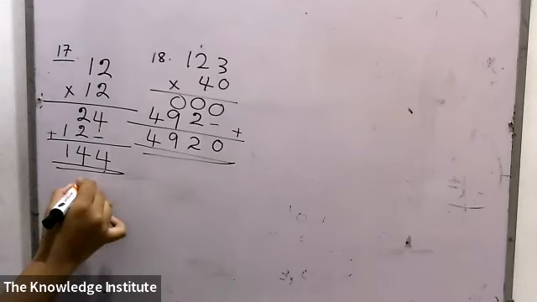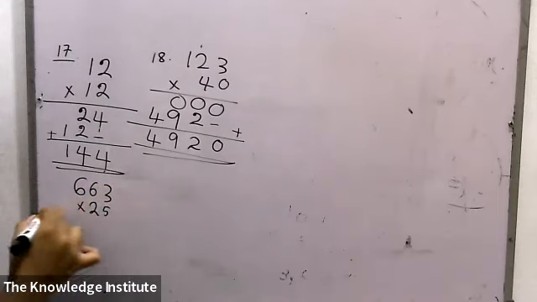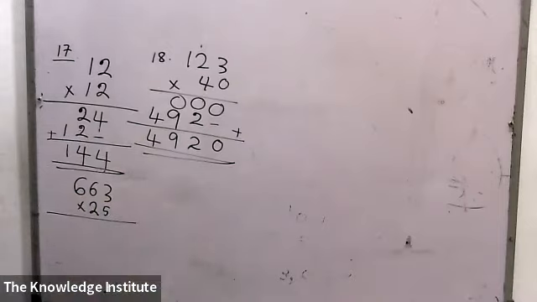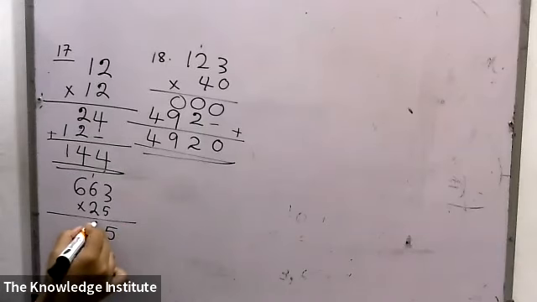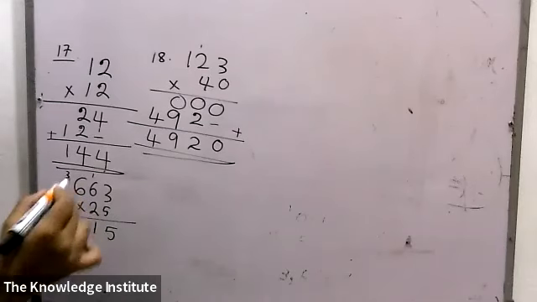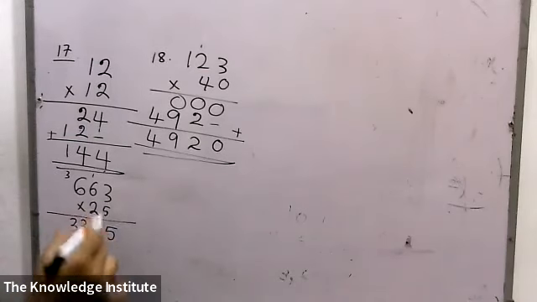Okay, shall we move into another example? Okay, teacher. 663 multiplied by 25. 5 threes are? 15. 5 sixes are? 30. 30 plus 1? 31. 3 here. 5 sixes are? 30. 30 plus 3? 33.